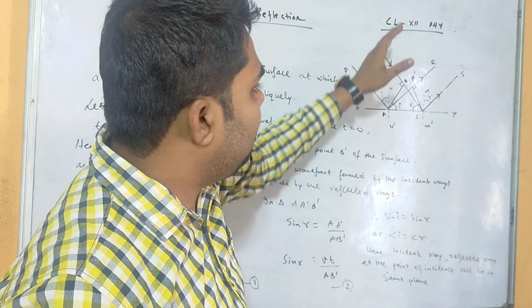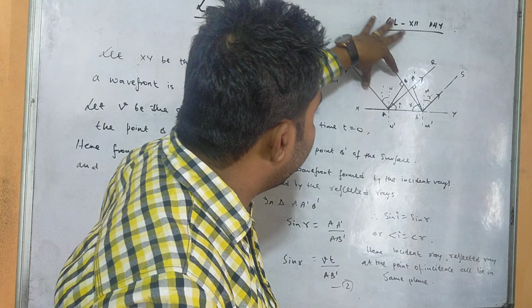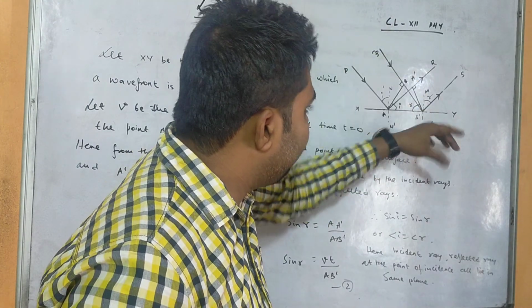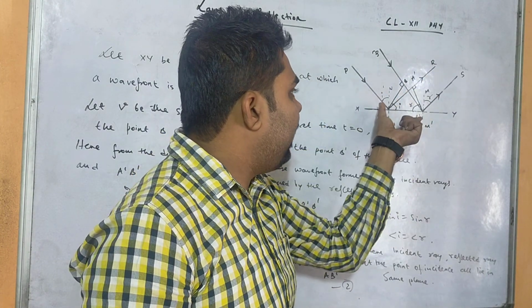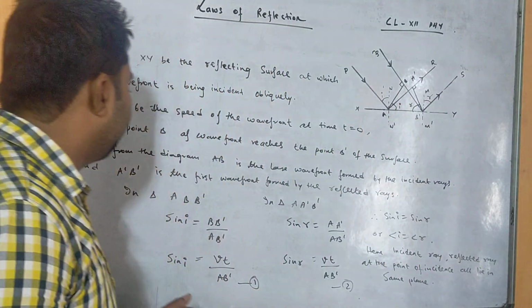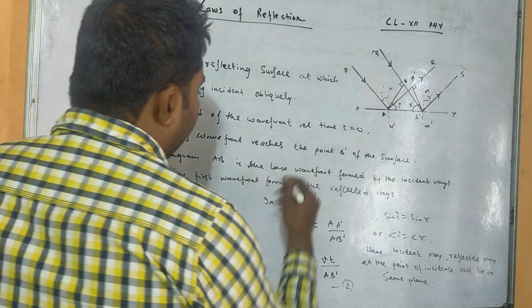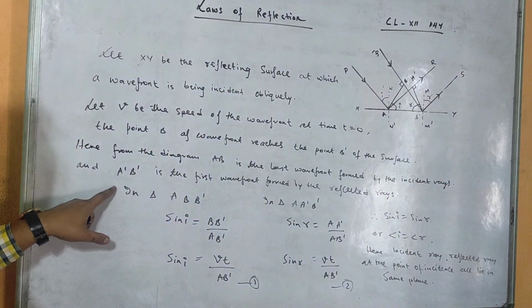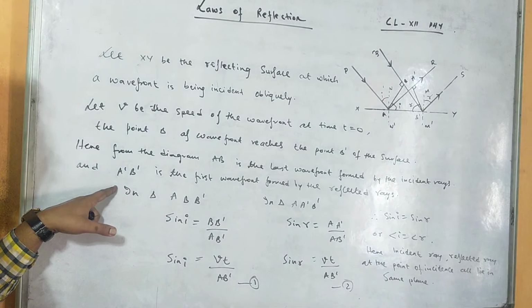Okay, after some time this point B comes to point B dash, that is when the light falls completely on the reflecting surface, right? So as soon as the light falls on the reflecting surface, now again light starts reflecting back. As it reflects back, again a wavefront is formed. From the diagram, AB is the last wavefront formed by the incident ray, and A dash B dash is the first wavefront formed by the reflected rays.